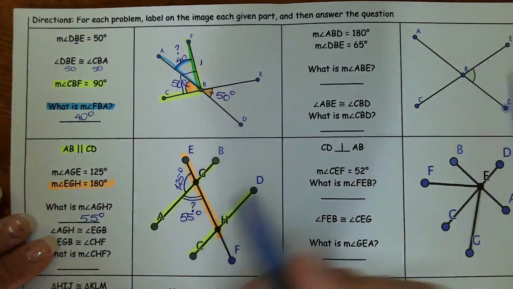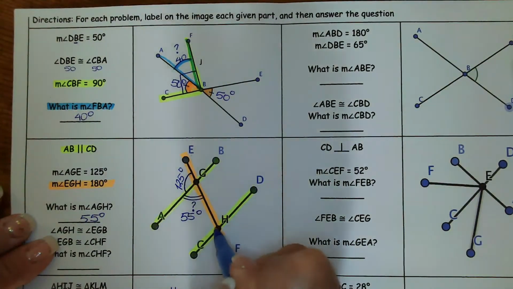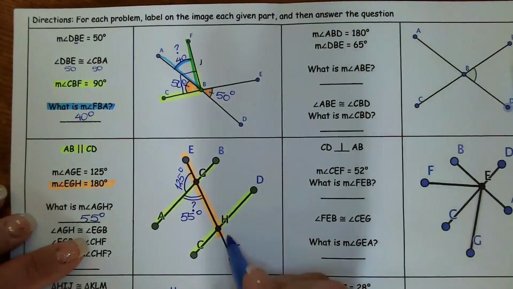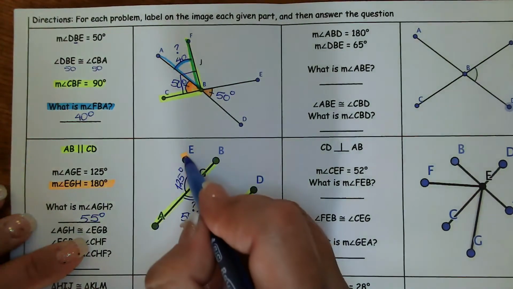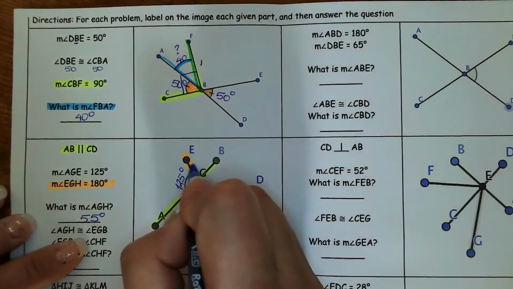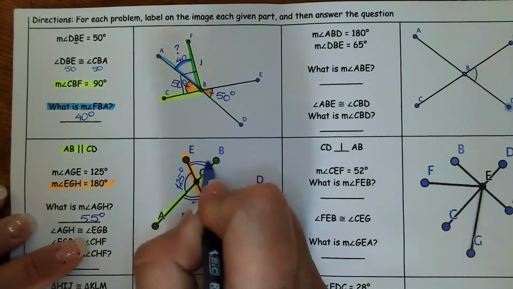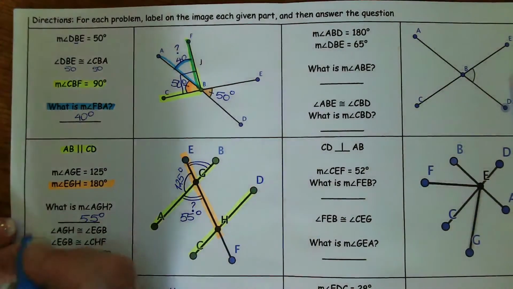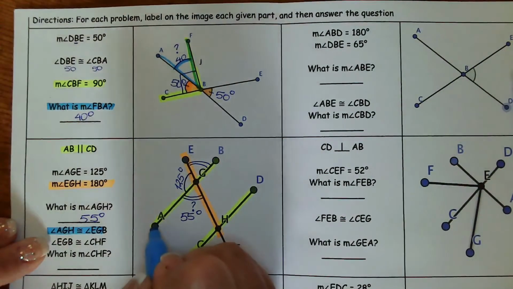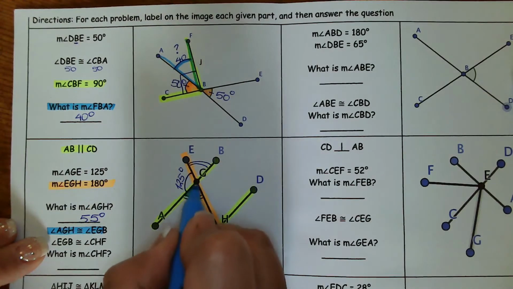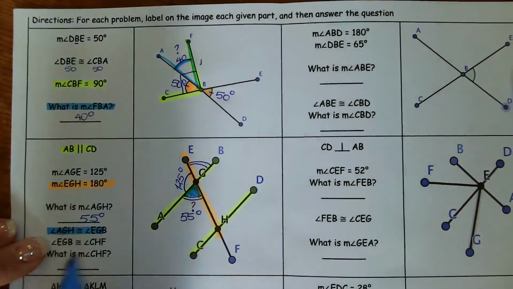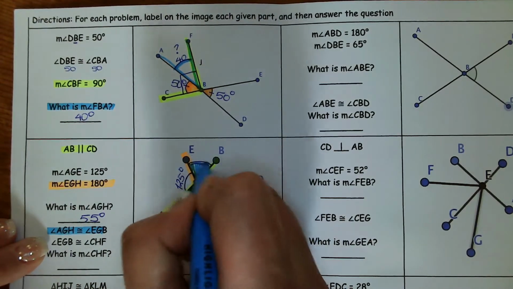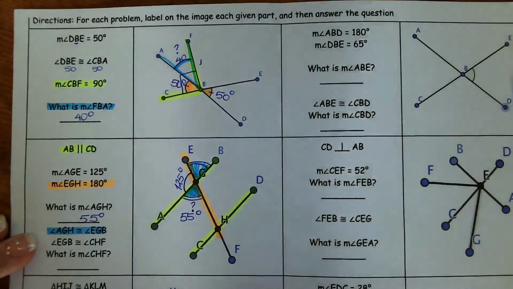Angle AGH is congruent to EGB. EGB, where is EGB? Here, EGB. I'm going to use the double arc showing that they're congruent. So I have the statement right here saying that AGH, which is 55 degrees, is congruent to EGB. That means that they both have to be 55 degrees.